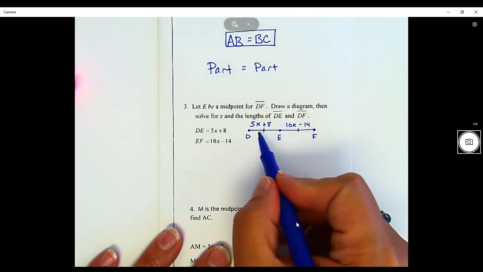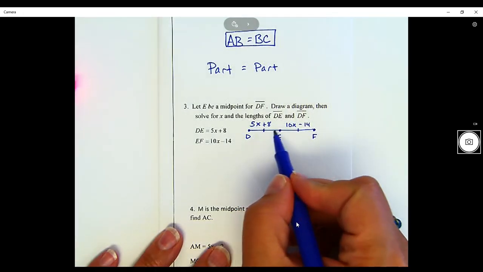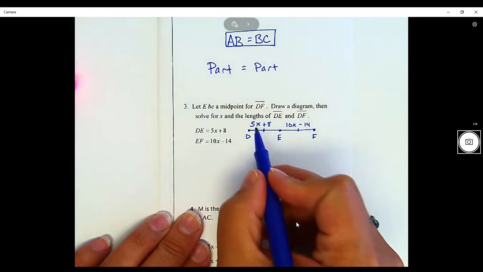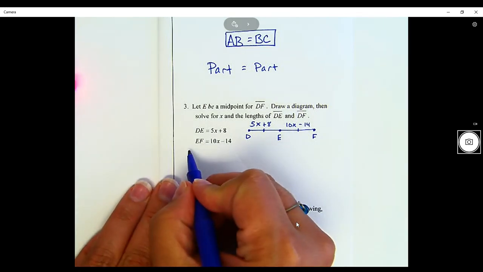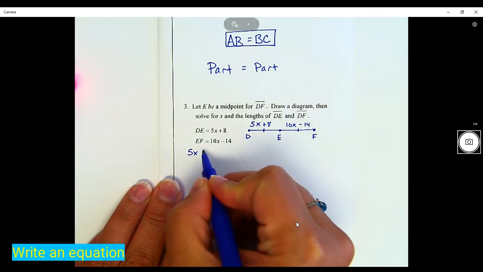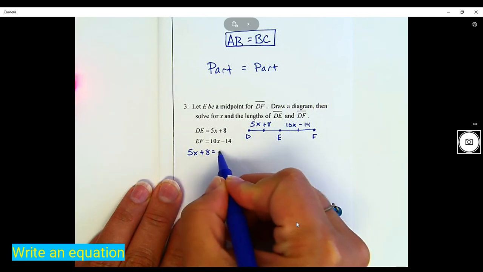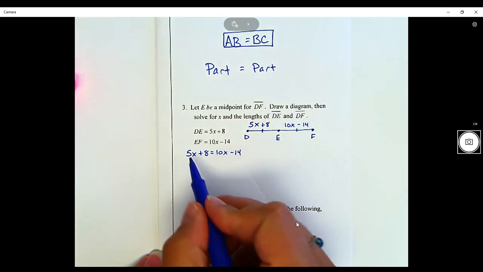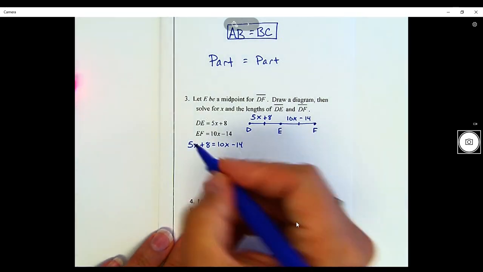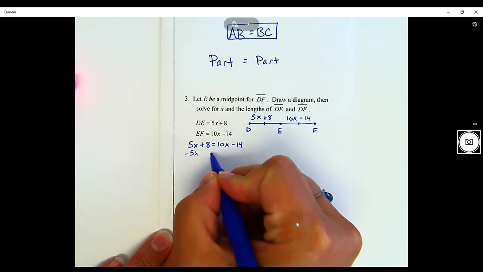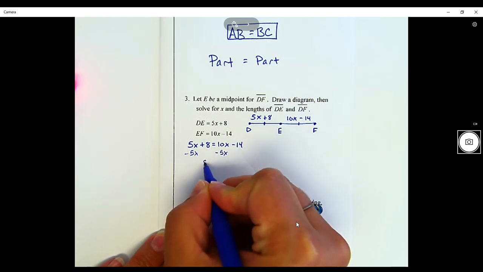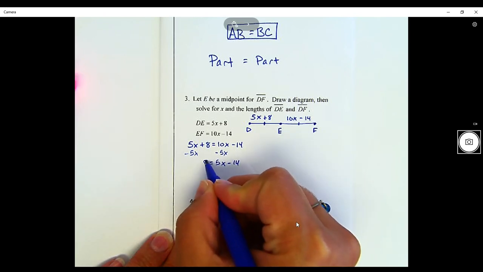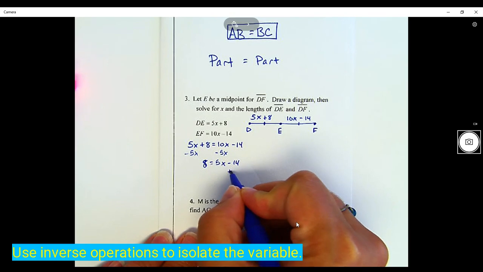Now, because this is a midpoint and these two segments are congruent, these two expressions are also equal to each other. So part equals part. I'm going to write out an algebraic expression. 5x plus 8 equals 10x minus 14. Let's go ahead and get those x's on the same side of the equation. So I'm going to subtract 5x here and here. I want to get that x alone, so let's go ahead and add that 14 to both sides.